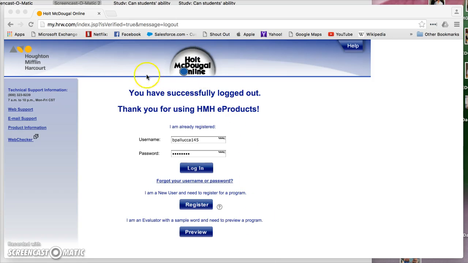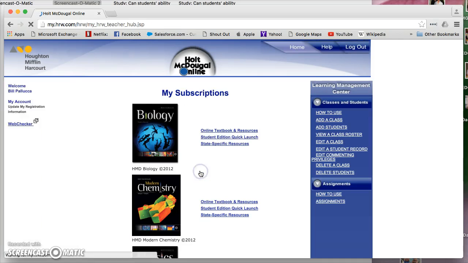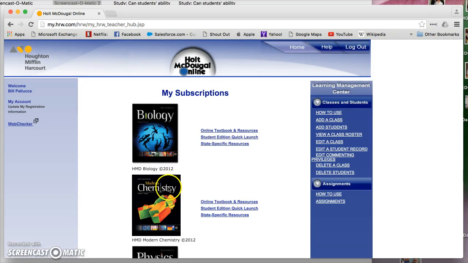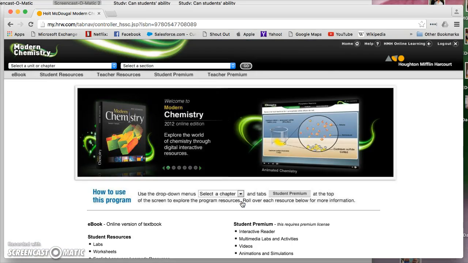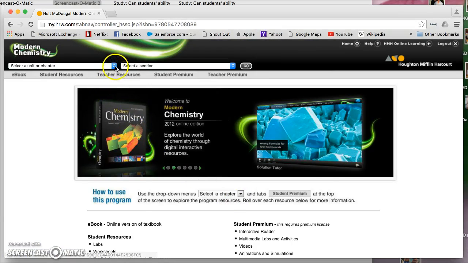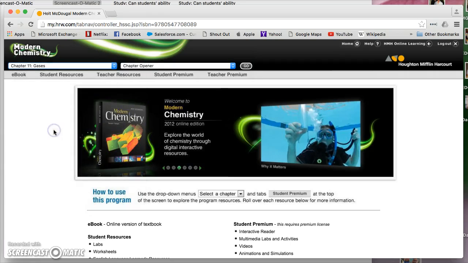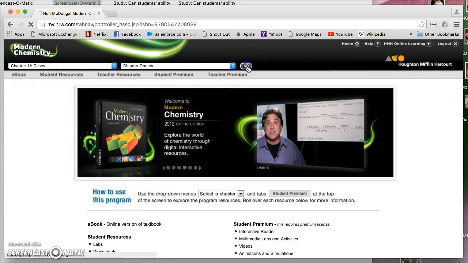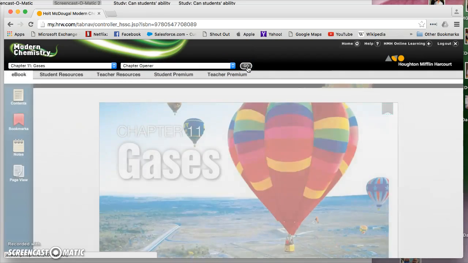So I'm going to the my.hrw.com website, and I'm entering my preview account credentials here. I'm going to click Login. Then I'm going to locate Modern Chemistry and click Online Textbook and Resources. And I'm going to go to the chapter on gases, just because I know that one pretty well.